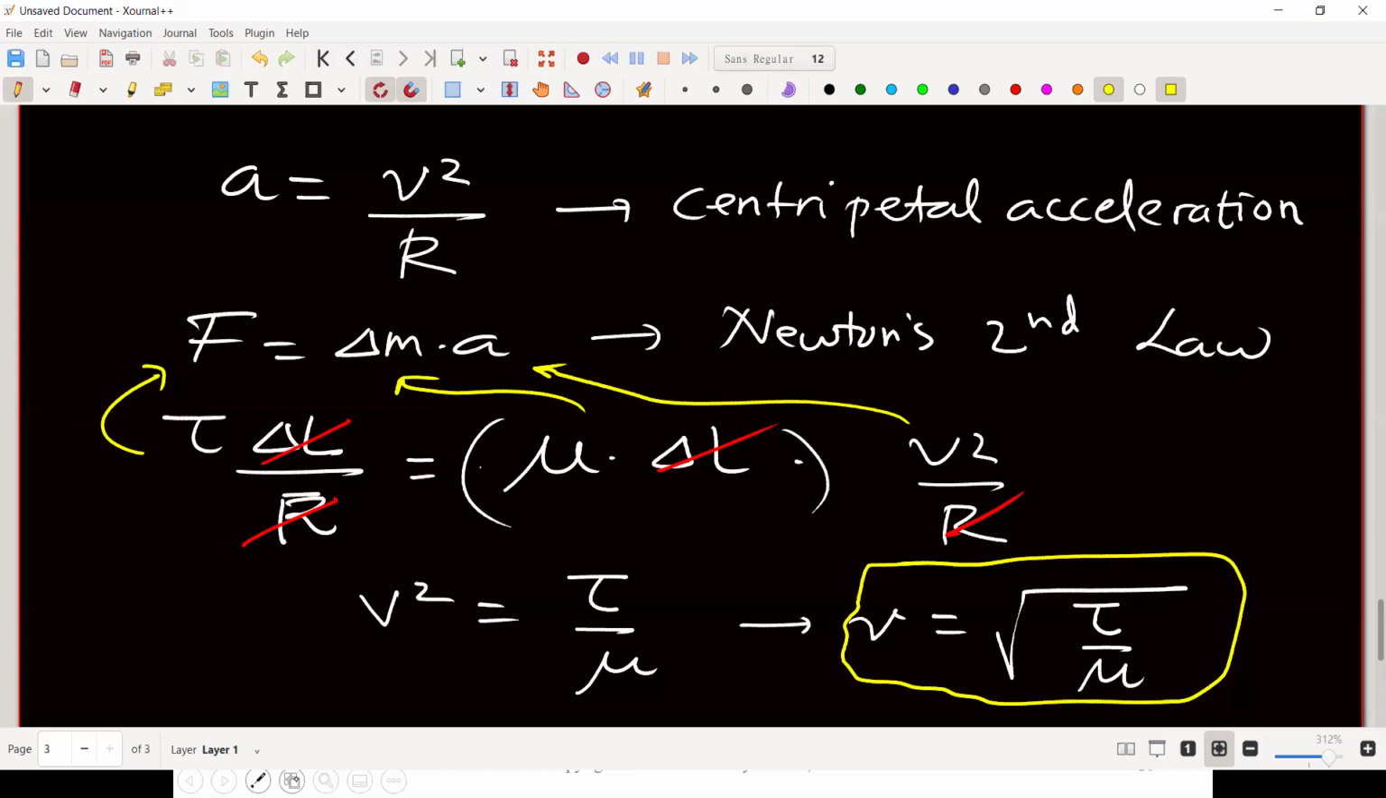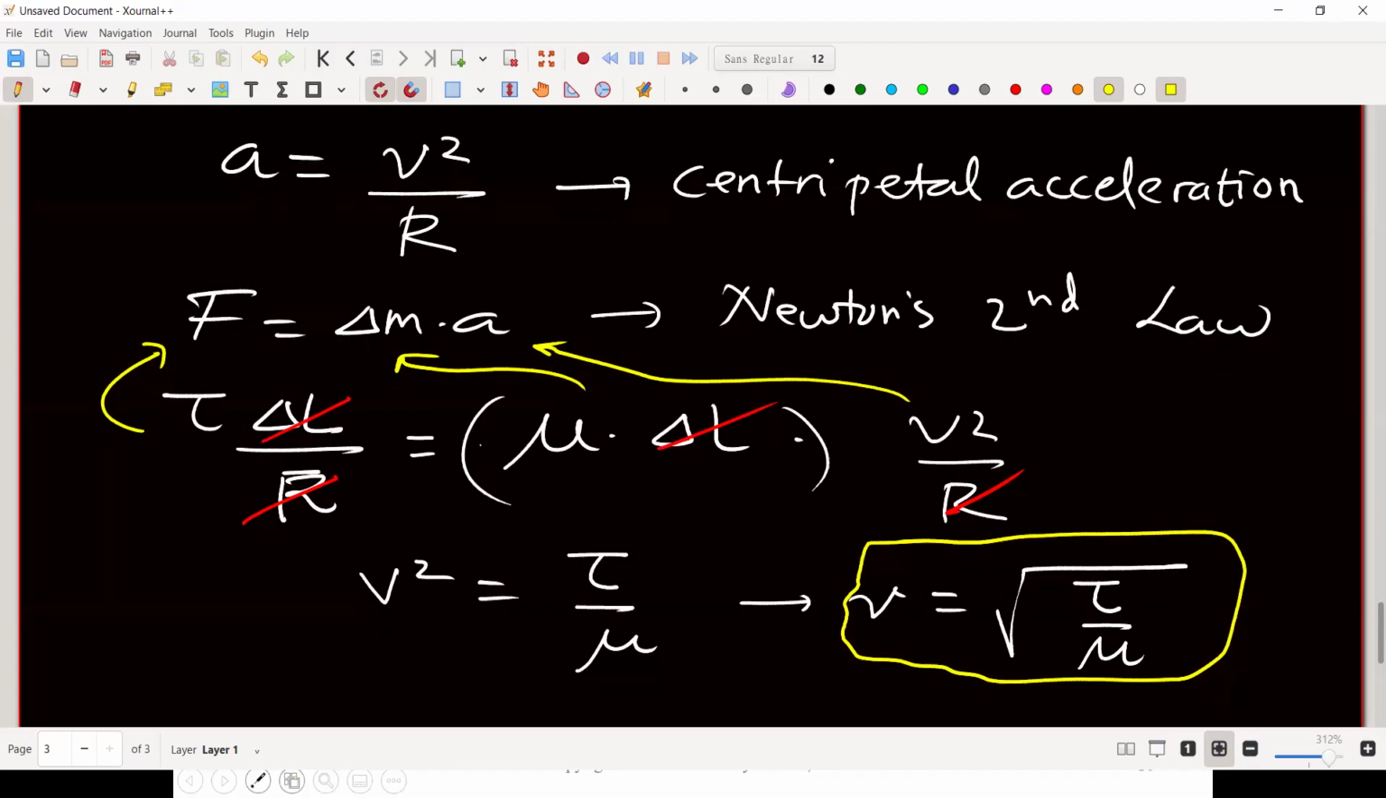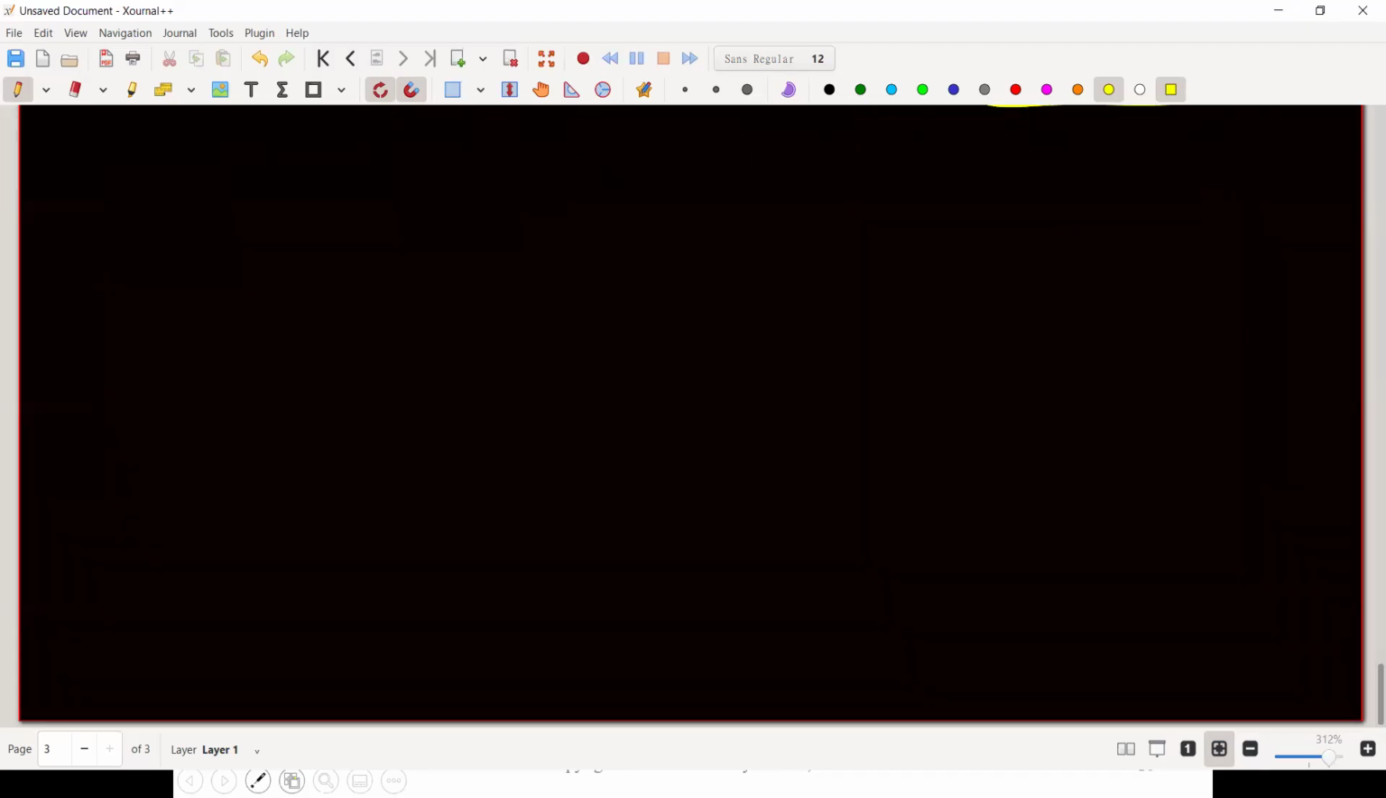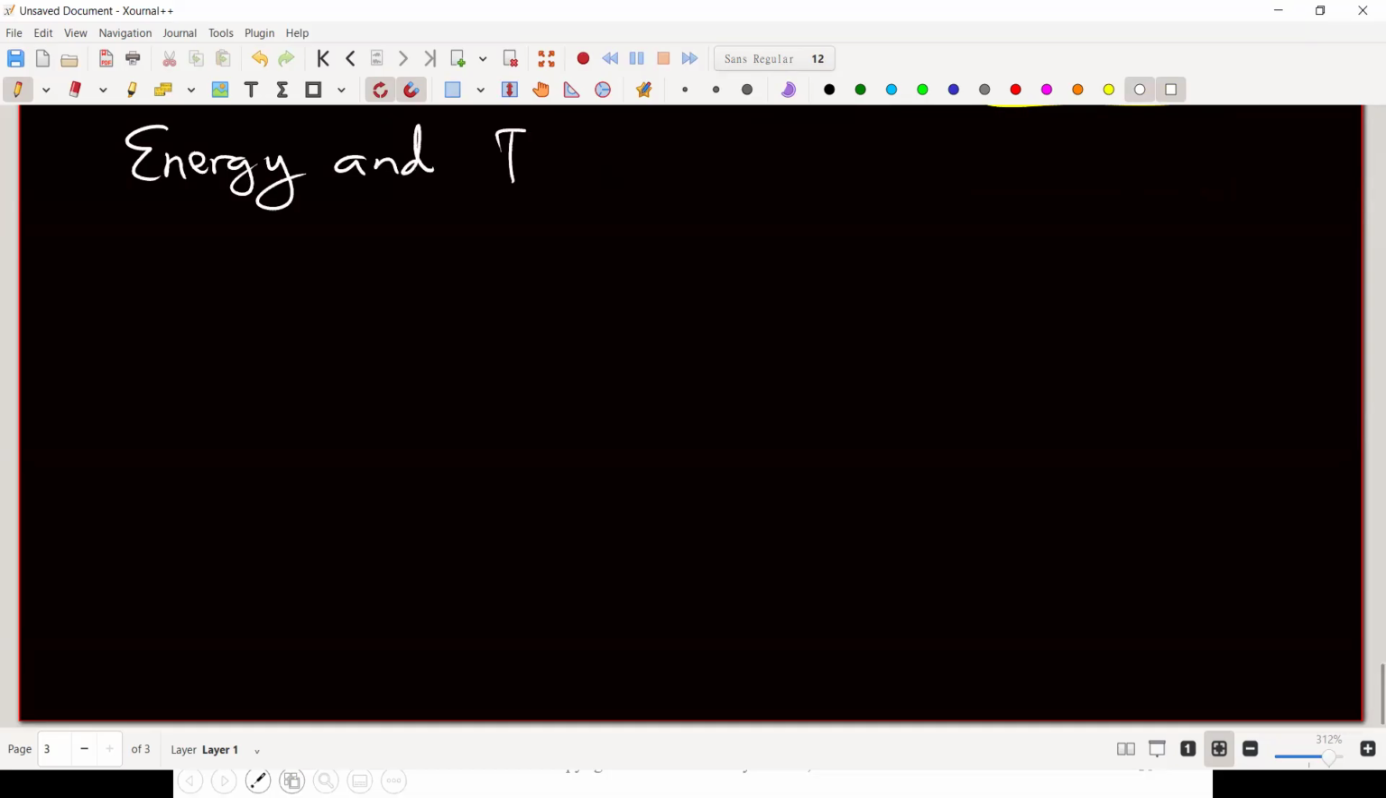Okay, and then next is energy and power of a wave traveling along a string. So next is energy and power of a wave traveling along a string.